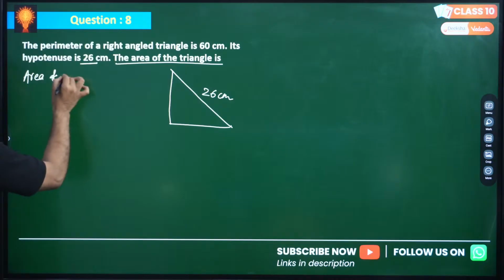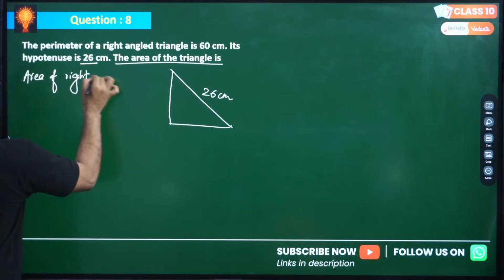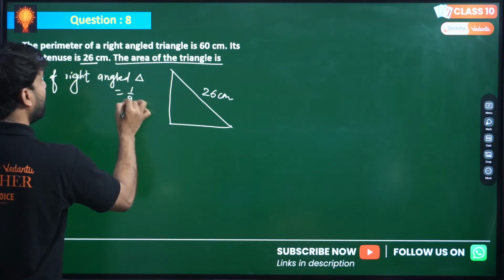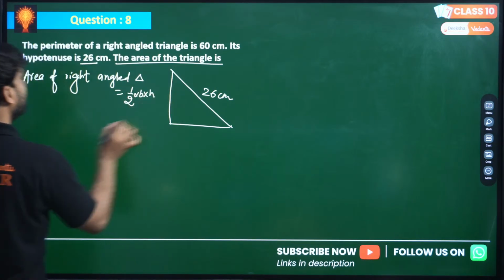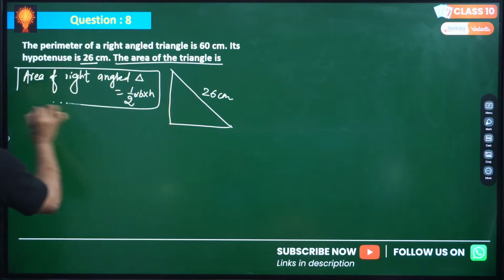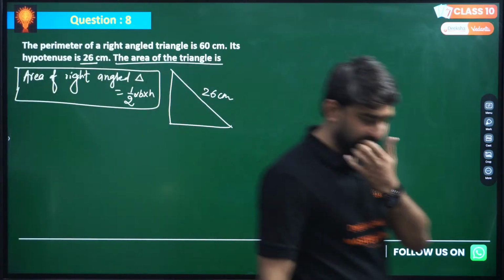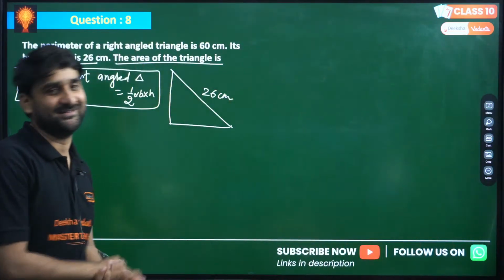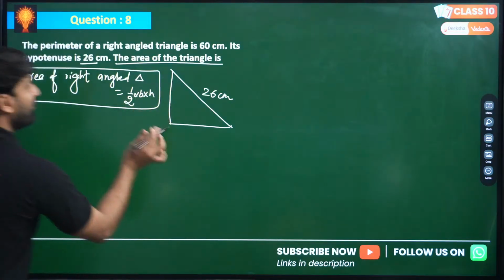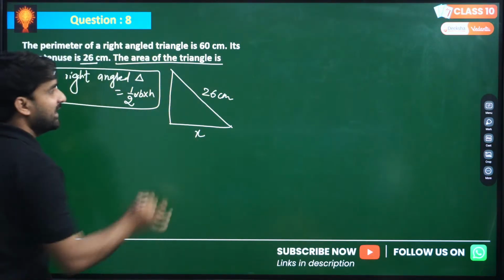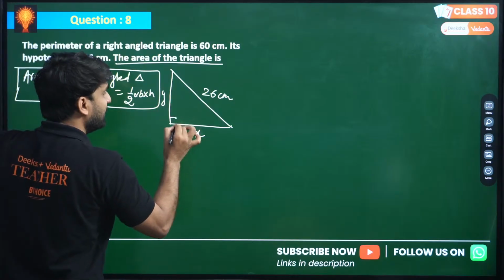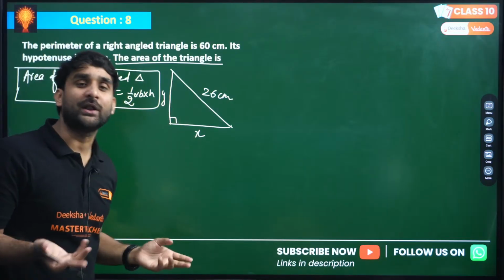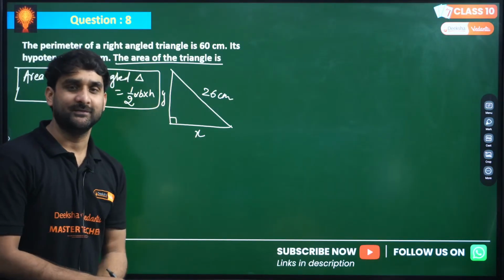Area of a right angled triangle is equal to half base into height. This is the formula for a right angle triangle to calculate the area. Half base into height. But we don't have base and we don't have height. So we can let the base be x and height be y. This is 90 degrees. Because we don't know, if height and base both are unknown, we can let them be x and y.